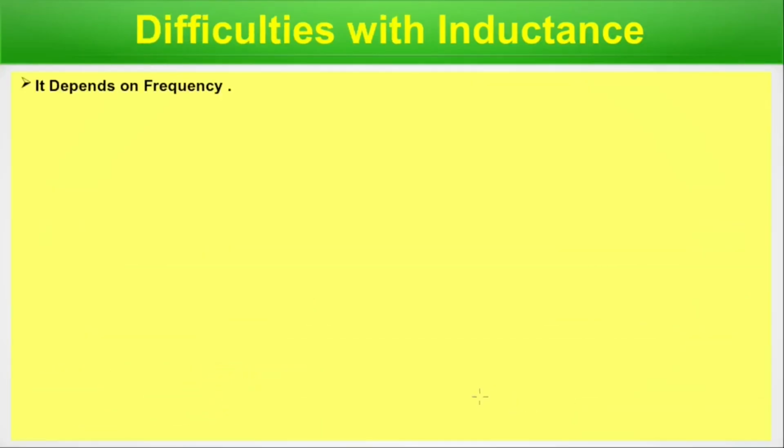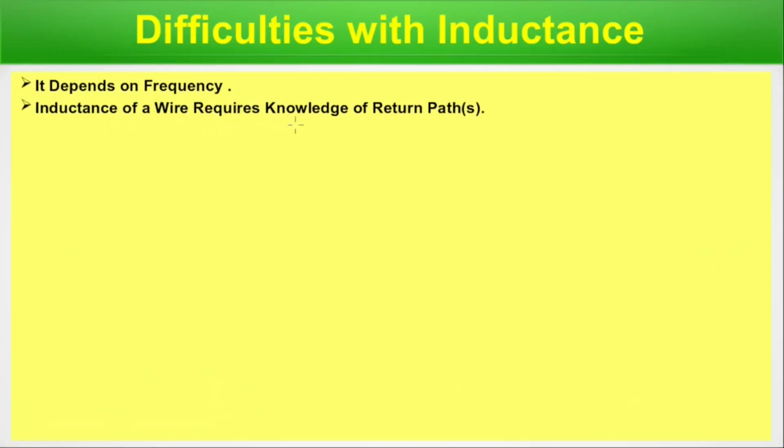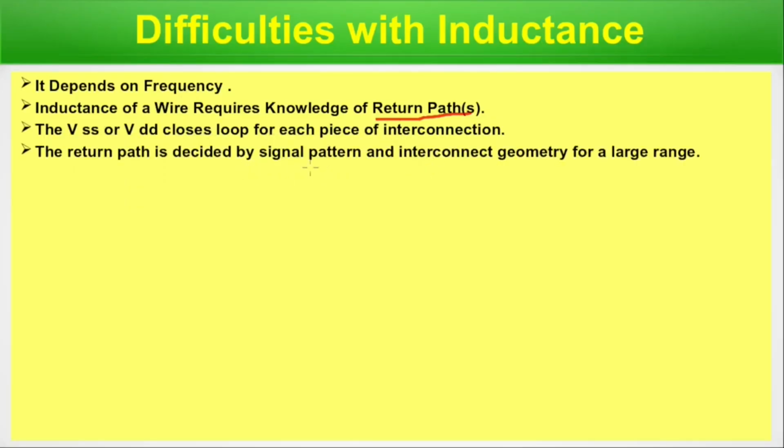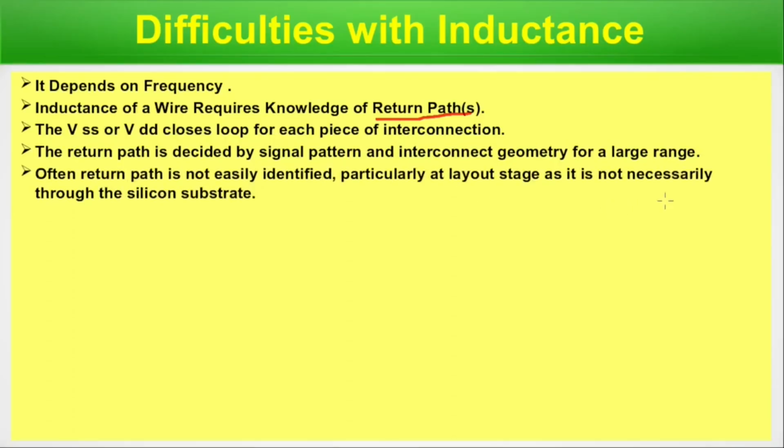Difficulties with inductance. First, it depends on frequency. Second, inductance of a wire requires knowledge of the return path with this complex geometry. The VSS or VDD closes the loop for each piece of interconnect. The return path is decided by signal pattern and interconnect geometry over a large range. Often a return path is not easily identified, particularly at the layout stage. It's not necessarily through the silicon substrate.